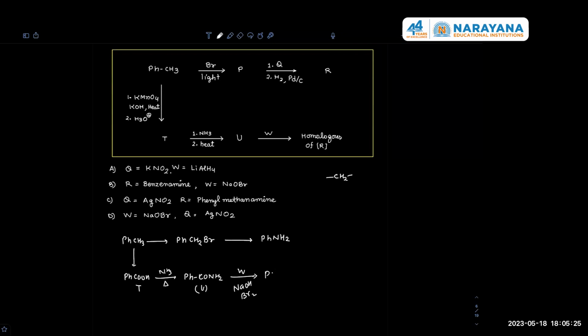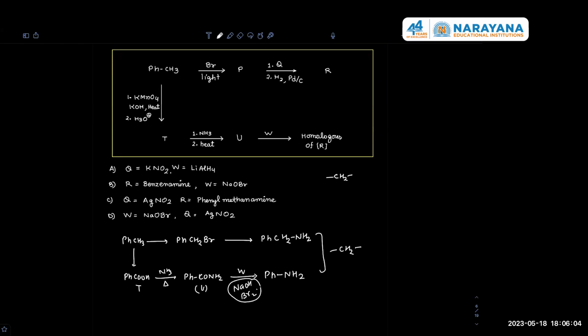Hofmann bromamide, if I do, then this R compound is PhCH2R. So first I'll get PhCH2NO2 and then PhCH2NH2. So the bottom one should be the homologue. So I should use this NaOH-Br2 Hofmann bromamide that converts PhCONH2 into PhNH2. Now they both are homologues and they have the difference of CH2. That's why on the bottom side you should use the Hofmann bromamide reaction.